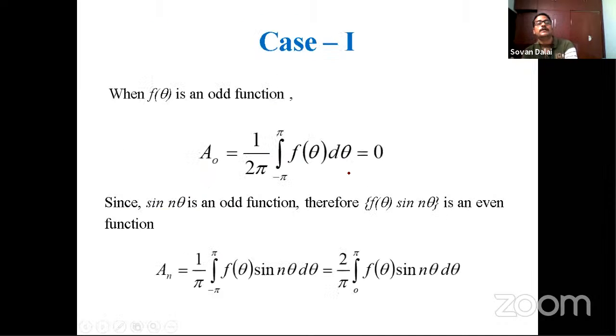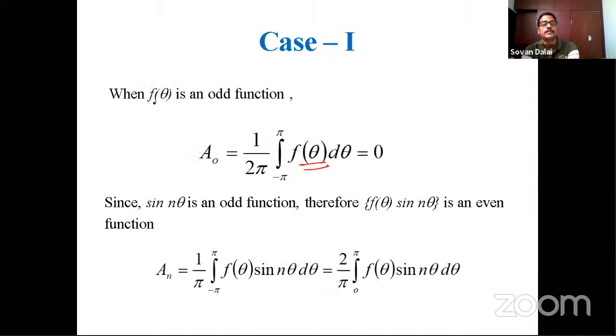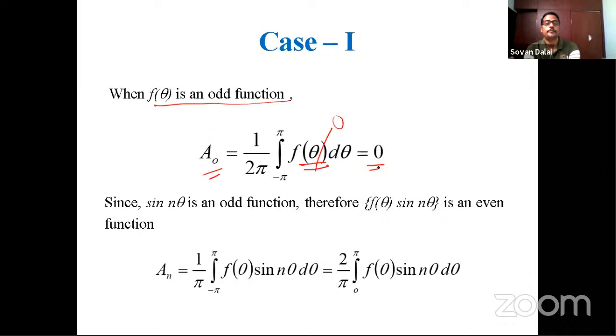Now with the help of this formula, we are applying the concept of an odd function for finding a0, an and bn. Whatever we studied from the previous slide, if f theta is odd, the integration value is equal to 0. Here our consideration is that f theta is an odd function. So the integration from minus pi to pi of f theta d theta is equal to 0. This is the thing you have to remember: if a particular function is an odd function, then the DC component, the a0 component, is always equal to 0.